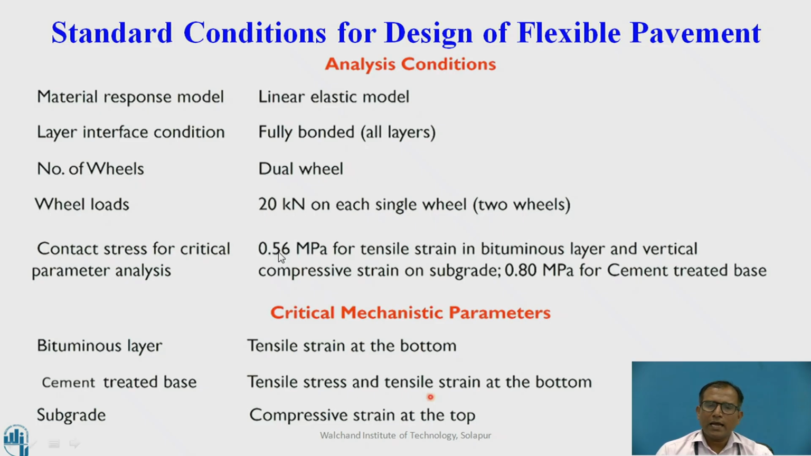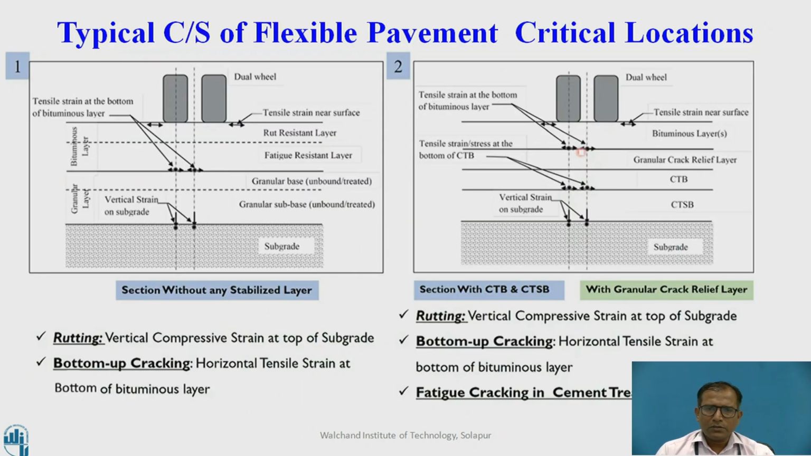Contact pressure between the tire and the surface is taken as 0.56 MPa. And the critical strains we are going to calculate are at the bottom of the bituminous layer. And if you are going for CTSB or cement treated base, tensile stress and strain at the bottom of the CTB, and for the subgrade, the rutting strain at the top of the subgrade. So these are the allowable strains we have to calculate using the equations given in the previous slides: fatigue cracking and rutting. Now, the typical cross sections suggested by IRC 37 with the different charts.